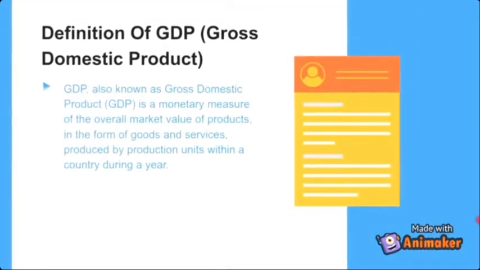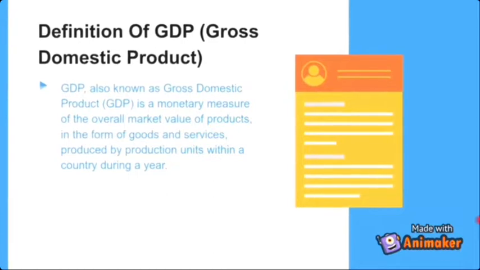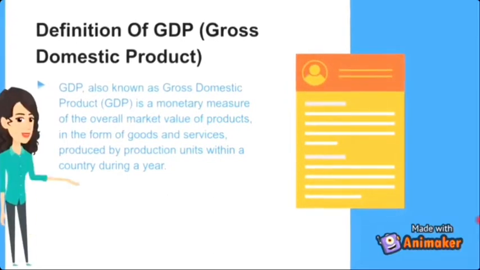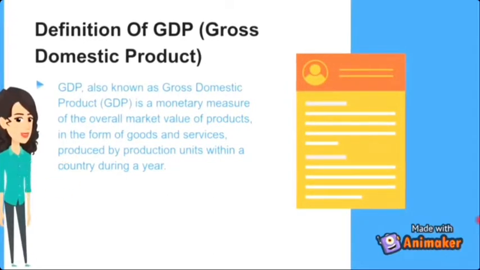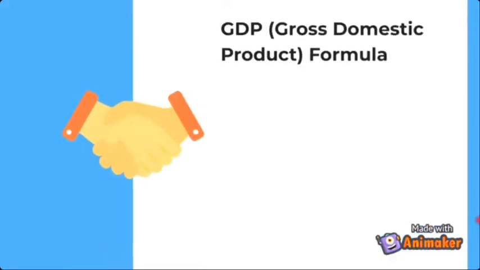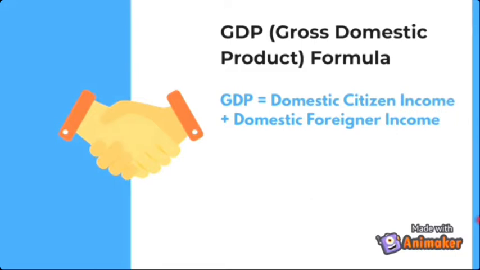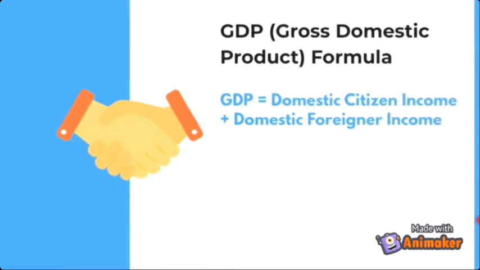GDP, also known as gross domestic product, is a monetary measure of the overall market value of products, in the form of goods and services, produced by production units within a country during a year. The formula of GDP is domestic citizen income plus domestic foreigner income.